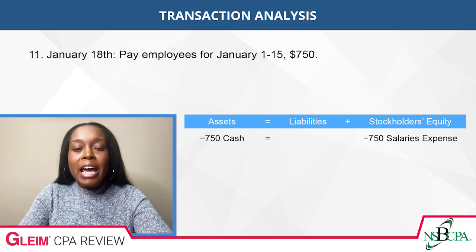We pay our employees every 2 weeks. On January 18th, we pay them for the hours that they worked from January 1st to the 15th. We pay with cash, so the asset cash decreases by $750. Employees are just another example of a cost of doing business. We will record the $750 as salaries expense, since this is an expense of doing business this month in January. We show the $750 decrease to stockholders' equity for salaries expense.